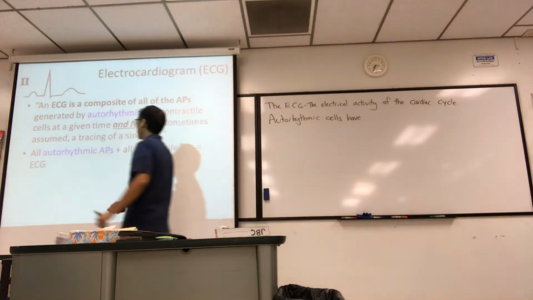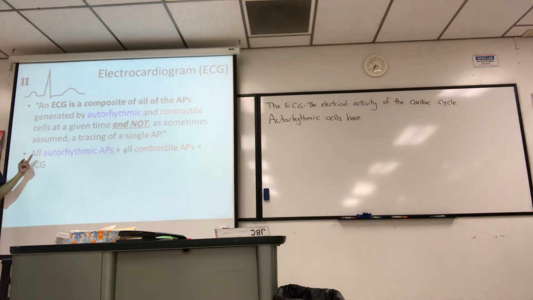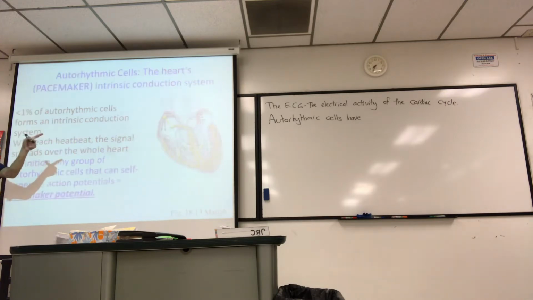On one slide, there are two kinds of cells in the heart: autorhythmic and contractile. The contractile cells are the muscle part of the heart. They're basically most of the heart. The autorhythmic cells are less than 1%. They're a very small percentage of the heart, but they have the most important job of having this pacemaker potential.